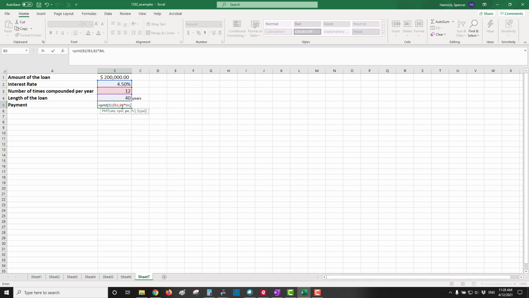And then the present value, PV, of the loan is the $200,000. And then we close parentheses, and we get that same payment number of $899.13. So that's, again, how you use the payment calculation. Okay, so now what I'm going to set up is 5 rows here for my first 5 payments of my loan.